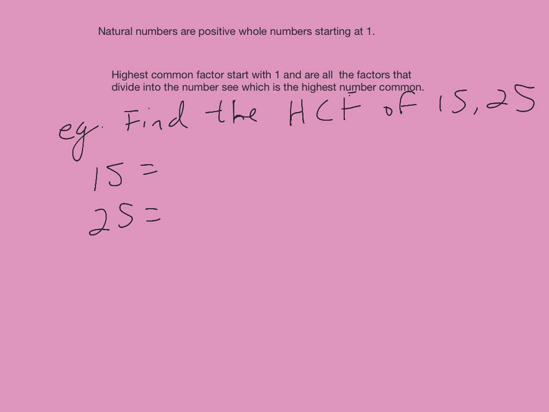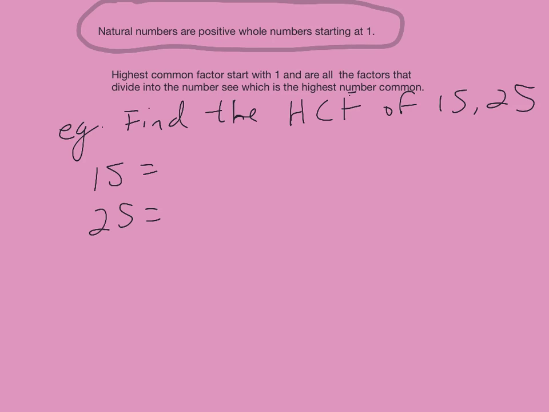So the first part of this section is natural numbers, and they are all positive whole numbers that start at 1. So they're 1, 2, 3, 4, etc. and continue on for infinity. And we learn under this section two things mainly, which are highest common factor and lowest common multiple.